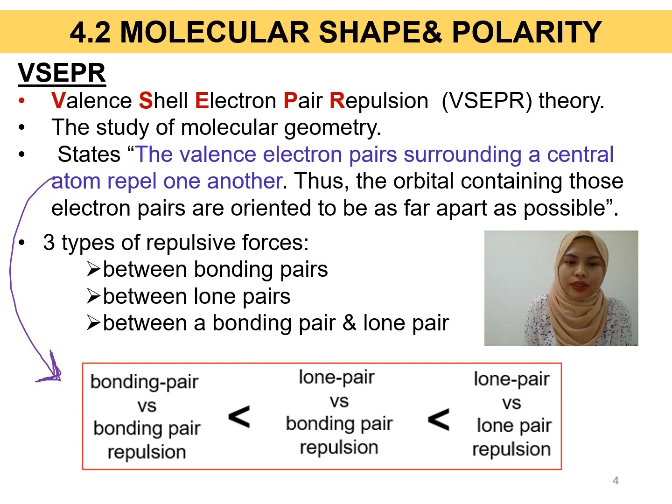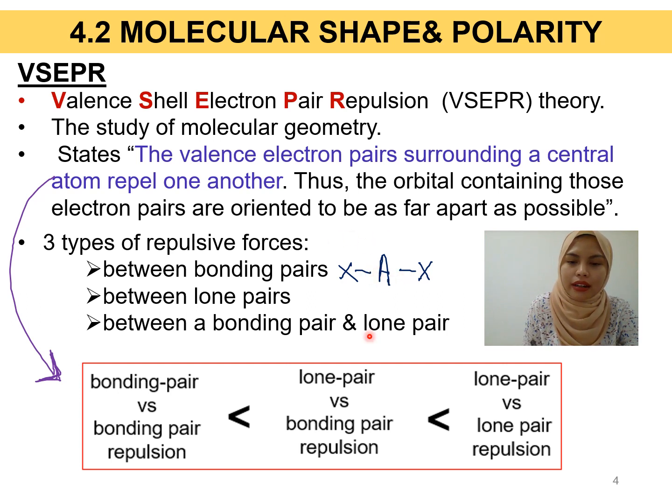Okay, so bonding pair with bonding pair repulsion is not as much as lone pair with bonding pair repulsion, while lone pair with bonding pair repulsion is not as much as lone pair with lone pair repulsion. Okay, so let's say you have central atom A and then your terminal atom X. If this central atom only has bonding pairs, then the repulsion is not that much, so the shape also will not change very much.